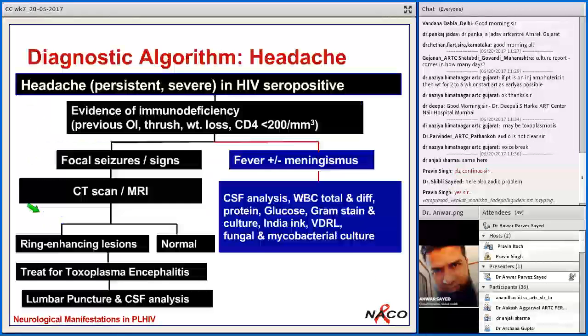So clinical features will be encephalitis sometimes, and then fever and headache, seizures, that is convulsions, mental status change, or focal neurological signs, that is hemiparesis in this case.